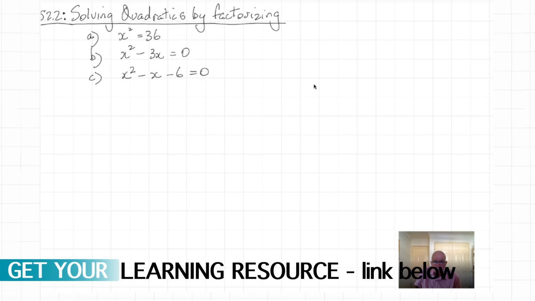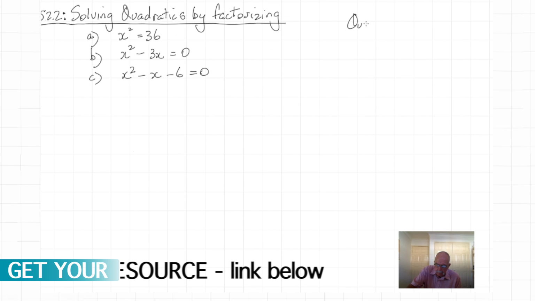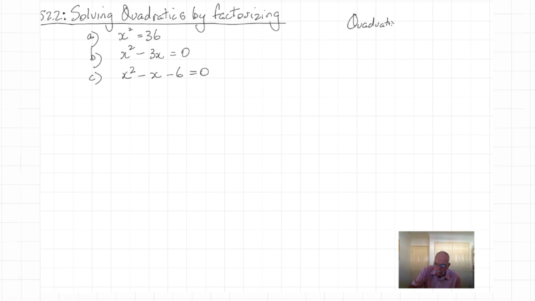Now we're going to look at solving quadratic equations. Now, quadratics. We've already seen that linear has the power of 1, the highest power equals 1, so that's the highest power, and with quadratics the highest power is 2.